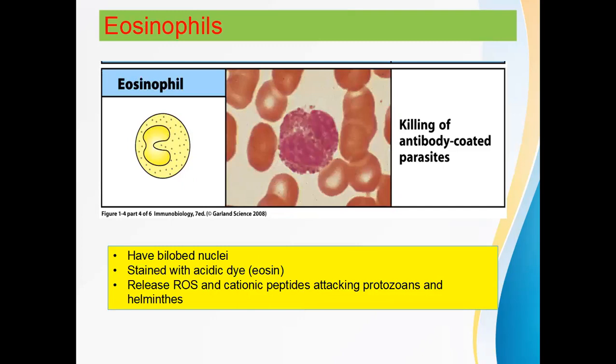The next one is eosinophils. They have bi-lobed nuclei and they can be stained with acidic dye. They are granulocytes present in blood and contain the enzymes that are required to damage the cell wall of parasites. The granules of eosinophils contain basic proteins that bind to the acidic dye. They also release reactive oxygen species and cationic peptides that attack protozoa and helminths.